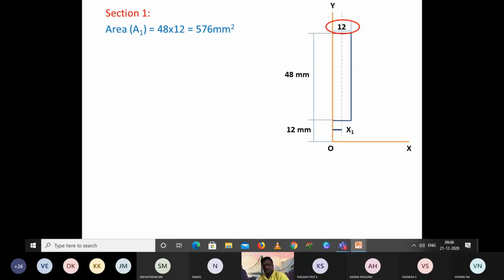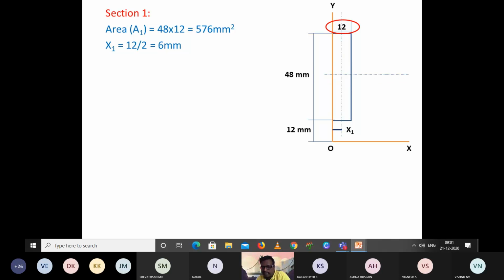Any doubt in this? The x1 is along the x-axis. Any doubt in the first section, x1? No sir, 12 by 2. Okay, fine. So x1 is equal to 12 by 2, which is 6 mm. Got it? Okay, for better understanding, I am teaching this again. Now we are moving to y1.